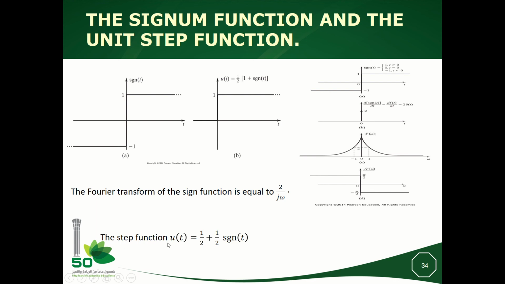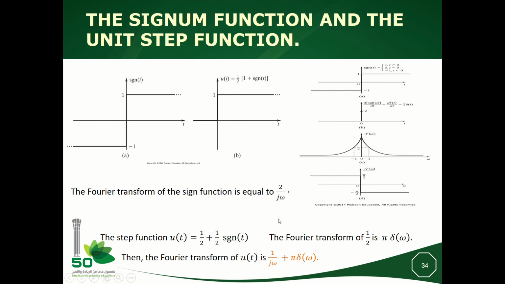So now the step function u(t) is equal to 1/2 plus 1/2 sgn(t). It means F of omega will be equal to the Fourier transform of this quantity. Here we have a constant, and by the duality expression, the Fourier transform of 1/2 is pi delta of omega. And the 1/2 sgn(t) has a Fourier transform equal to 1 over j omega, and this leads to the famous result of the Fourier transform of the step function, which is 1 over j omega plus pi delta of omega.